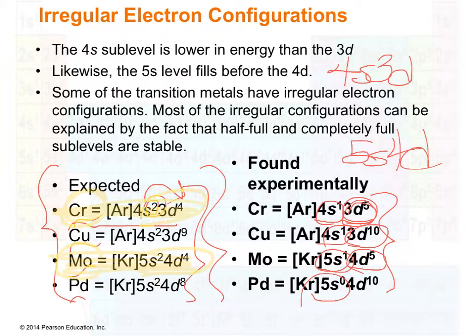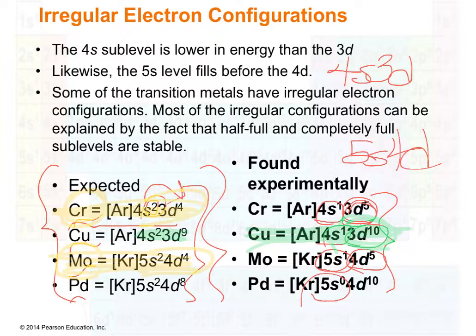Likewise, copper, which is the 9th transition metal to the right, instead of having the 4s2 3d9 electron configuration that you might expect, again takes one of the electrons from the s sublevel and promotes it to the d sublevel.